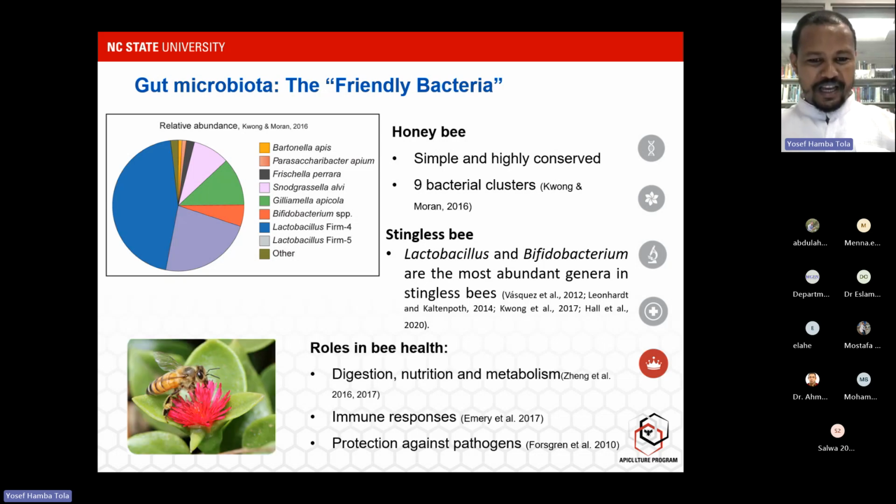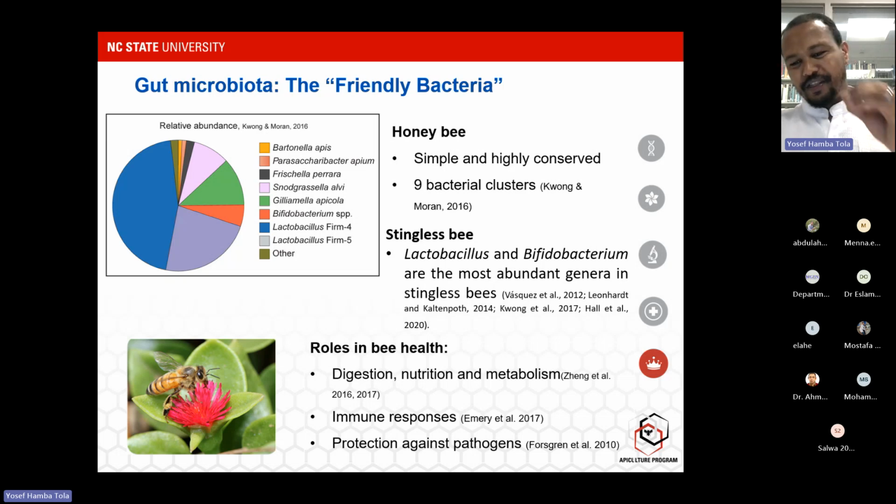Each of these microbes has its own role in bees. For example, they play a role in digestion, metabolism, and also nutrition. In addition, the host has its own immune system, but the microbes contribute to or initiate the host immune system to respond to disease and other factors that challenge the host. In addition, there is also Frischella perrara, which is very important to protect against different pathogens.